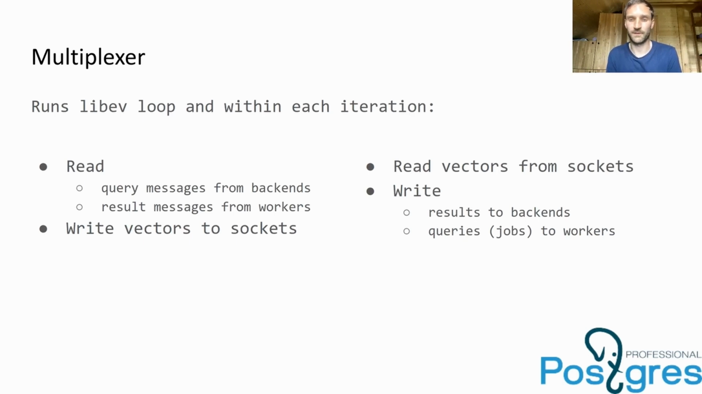The multiplexer process just runs a libev loop, and mostly just moves the data between backends and workers on local and remote nodes. Messages are read from ready backends and workers, and at the end of each iteration are written to the corresponding sockets in vectors. The same happens in the opposite direction.